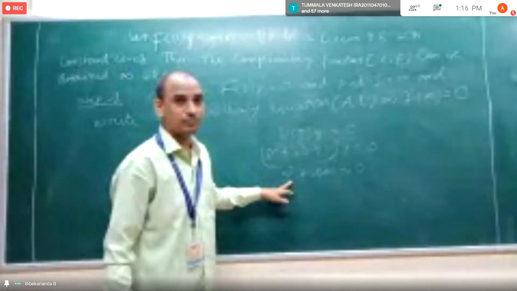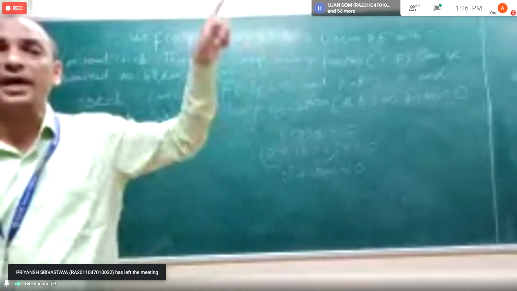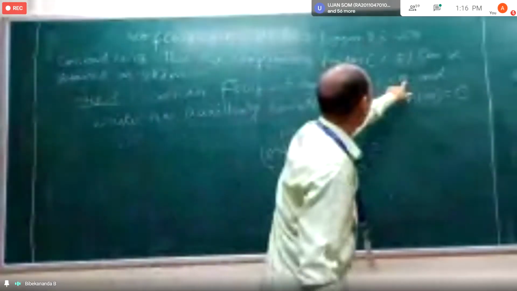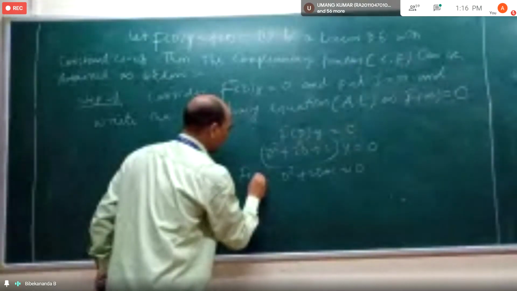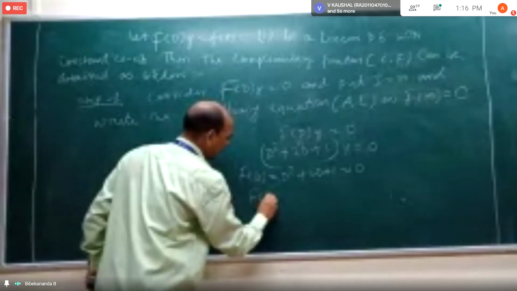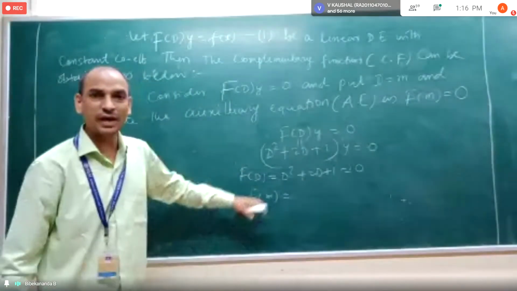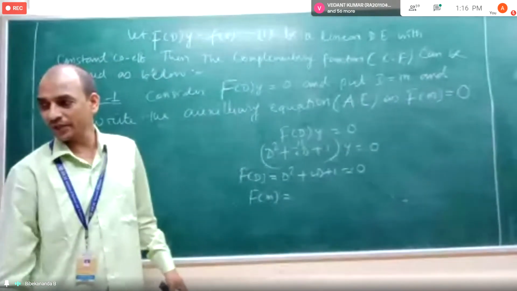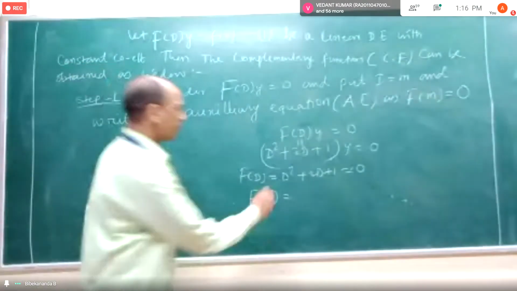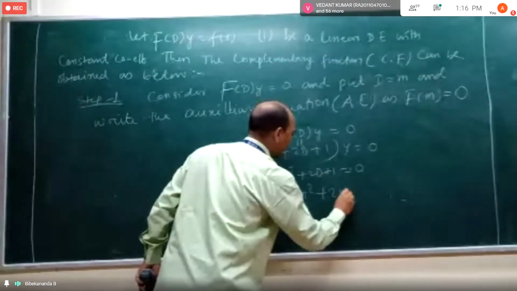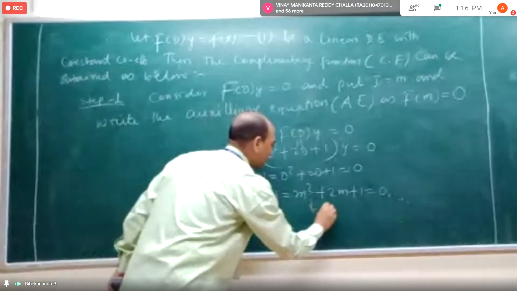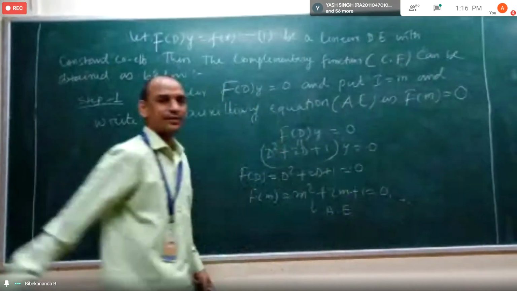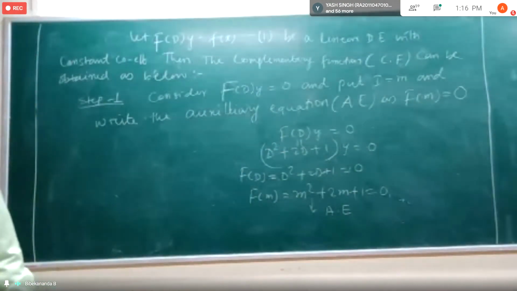Then what will I do? I will replace the D by m. So if I replace D by m, since this is my f(D), I will have f(m). What will be my f(m)? m square plus 2m plus 1 equal to 0. And this equation is nothing but the auxiliary equation.